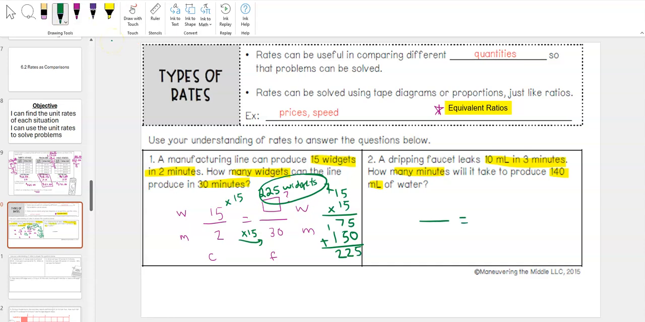Same thing. I'm going to compare milliliters to minutes. 10 milliliters in 3 minutes. 140 milliliters, and I don't know how many minutes. Well, 10 times 14 is 140, so 3 times 14 will be my answer.